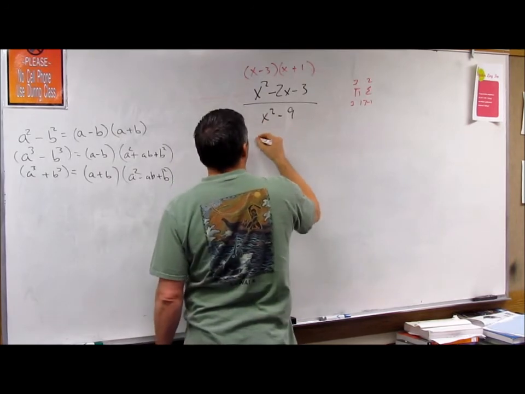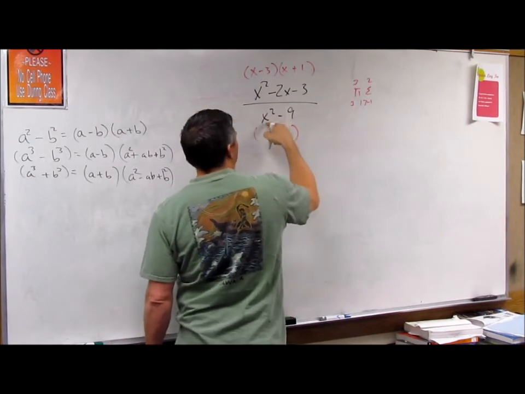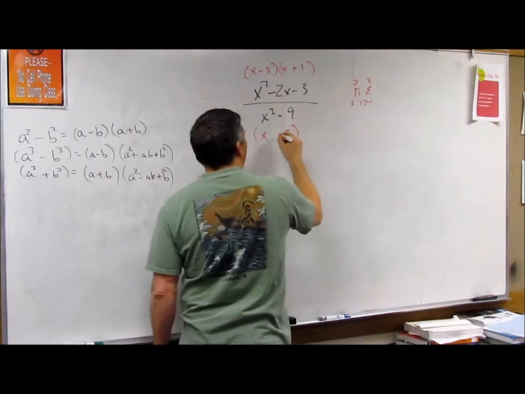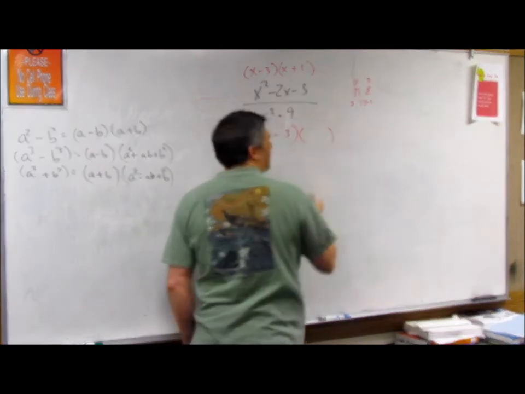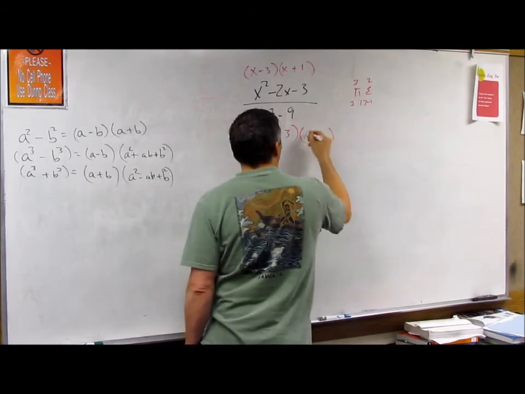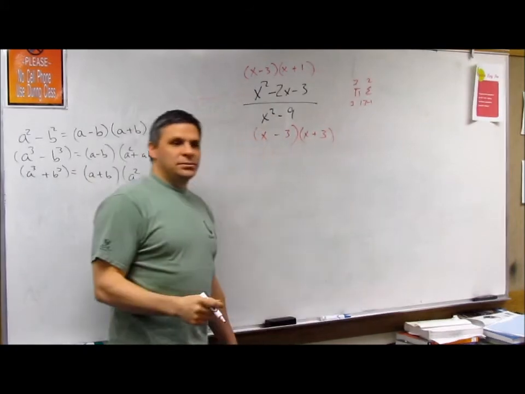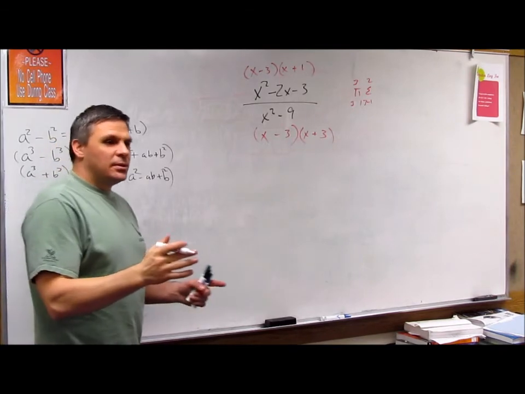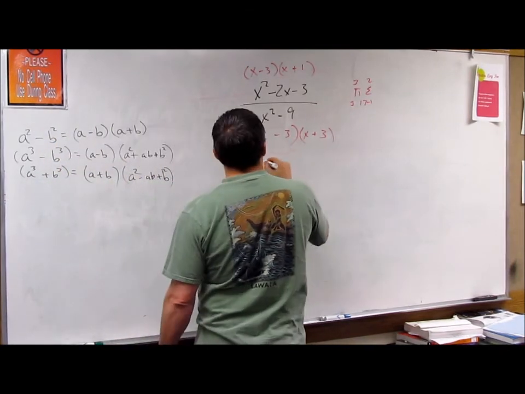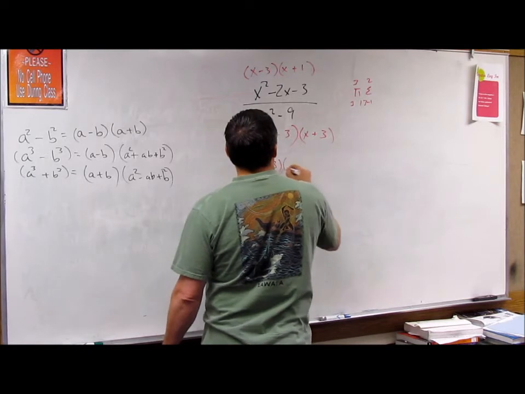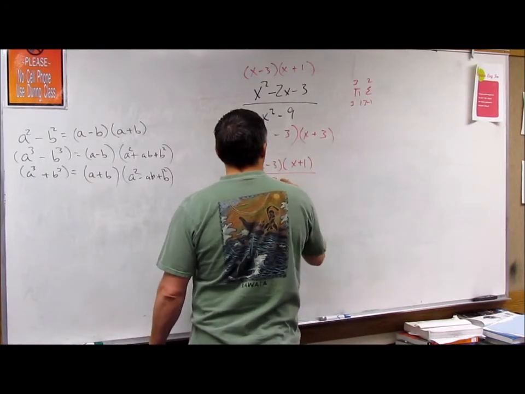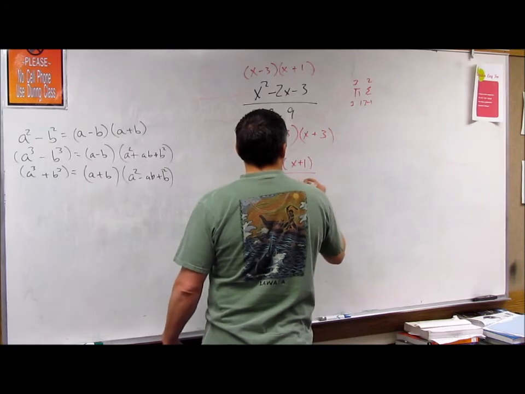Then, this is a square. What's it a square of? The square root of this would be x. The square root of this would be 3. That's a minus, and the conjugate would be plus. Really simple, really quick. So I got x minus 3 times x plus 1 all over x minus 3 times x plus 3.